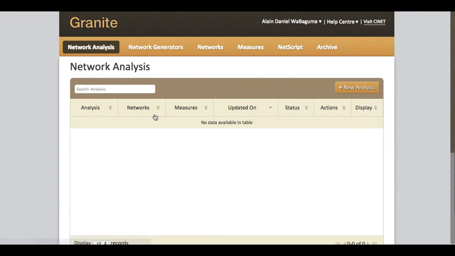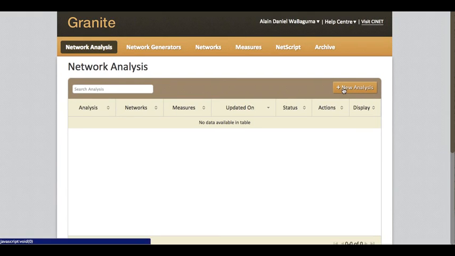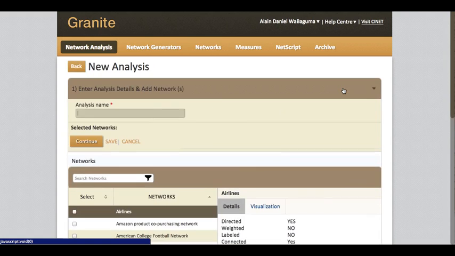Let's see. I will go ahead and start a new analysis and call it Soccer World. So question number 11 I have started. I will go ahead and start the Soccer World Cup 98 analysis.